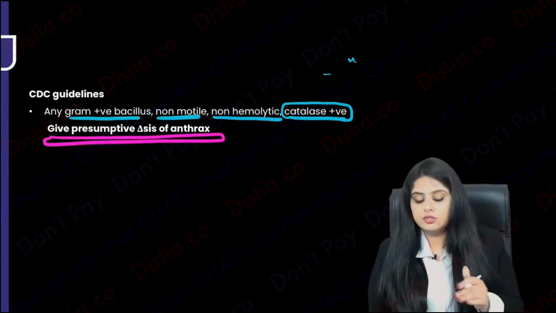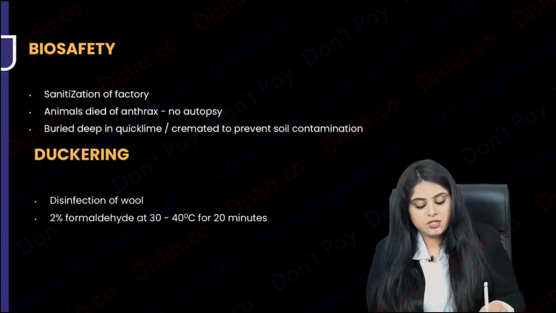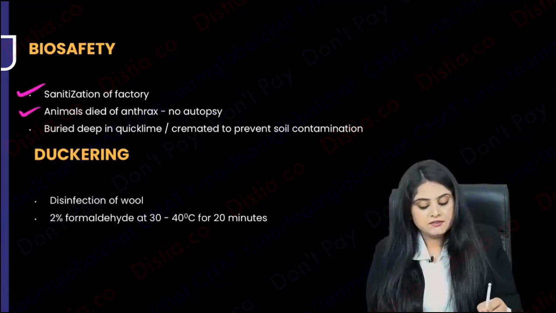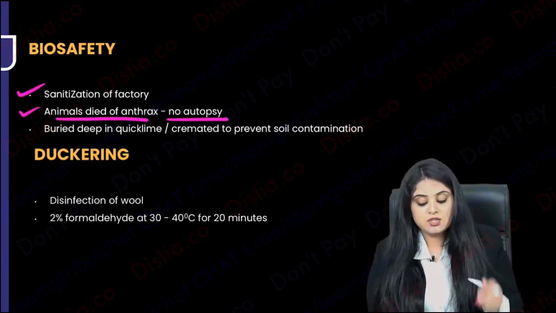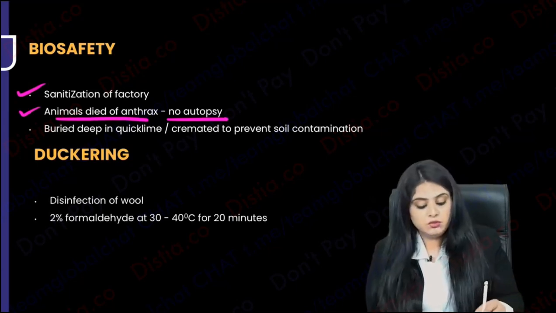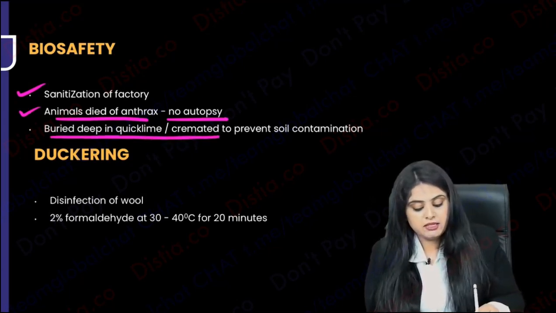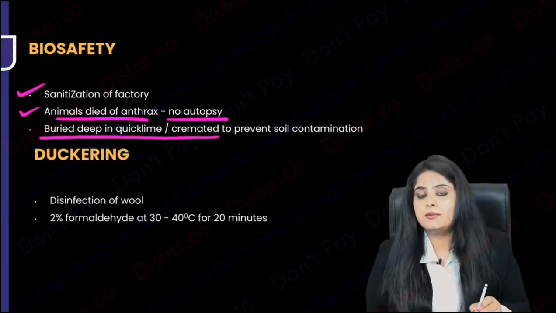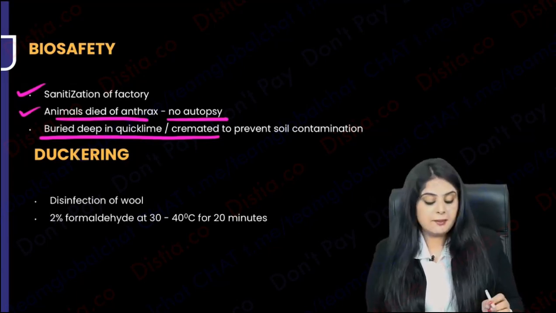And then do what? What precautions will you take? Number one, if you are dealing with an animal, the entire factory has to be sanitized. If the animal has died of anthrax, make sure no autopsy is performed, and you have to do deep burial. You have to do deep burial in quicklime. Always make sure of this, because you don't even want the environment to get contaminated. So deep burial will happen.